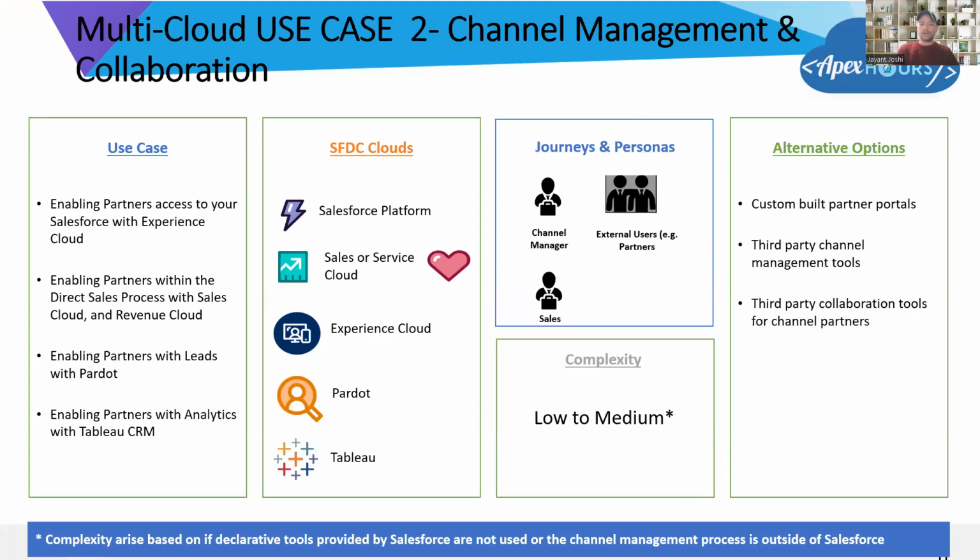Now, let's look into one more example, which is related to channel management and collaboration. When you think about channels and partners, how do you enable partners within the direct sales process? How do you manage your external users, dealers, distributors, and other channel partners? Which business processes should be exposed to the partner user? You cannot, let's say, expose all the internal business processes to your external users.